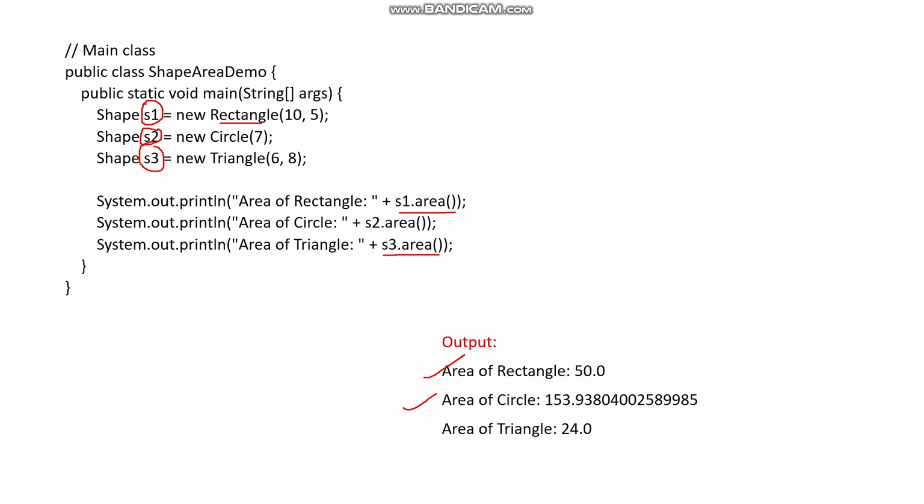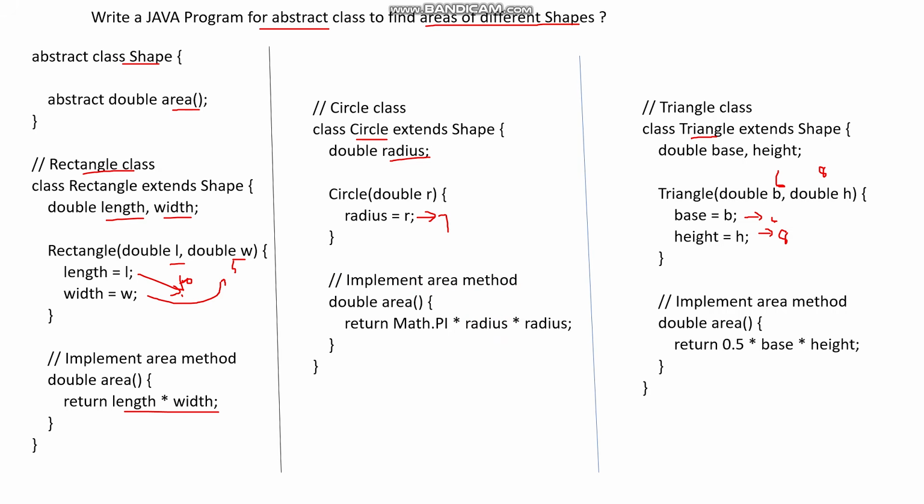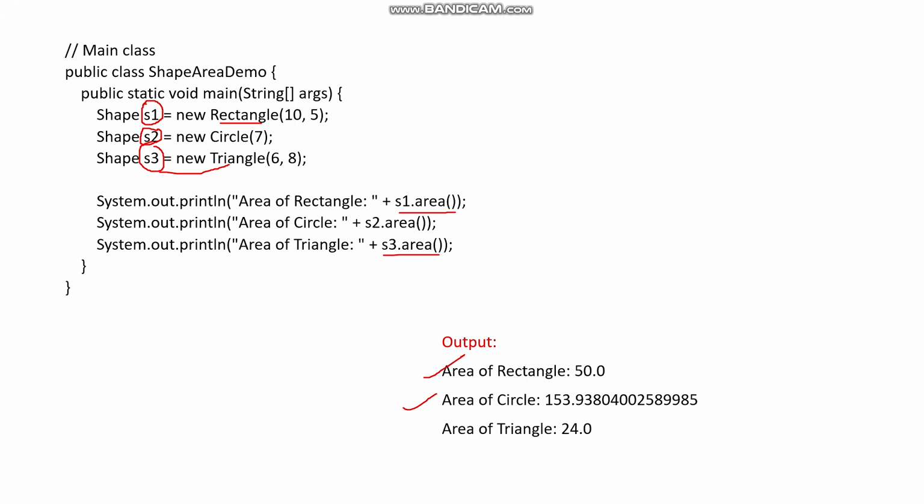Next, System.out.println area of triangle, s3.area. What is s3? s3 is the object of the Triangle class. It is invoking the Triangle class and its area method, 0.5 into base into height. What is the base value? 6. And what is the height value? 8 here. 0.5 into 6 into 8. The value is 24. The area of triangle is 24. See here, s1, s2, and s3: s1 belongs to the Rectangle class, s2 belongs to the Circle class, s3 belongs to the Triangle class.